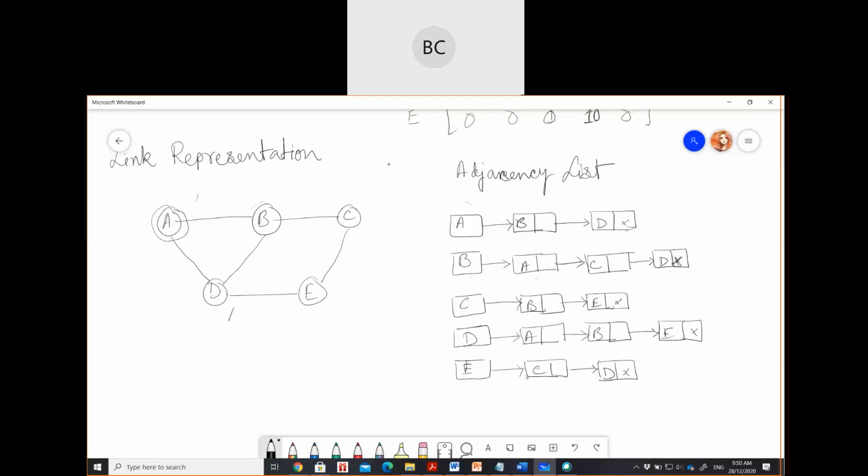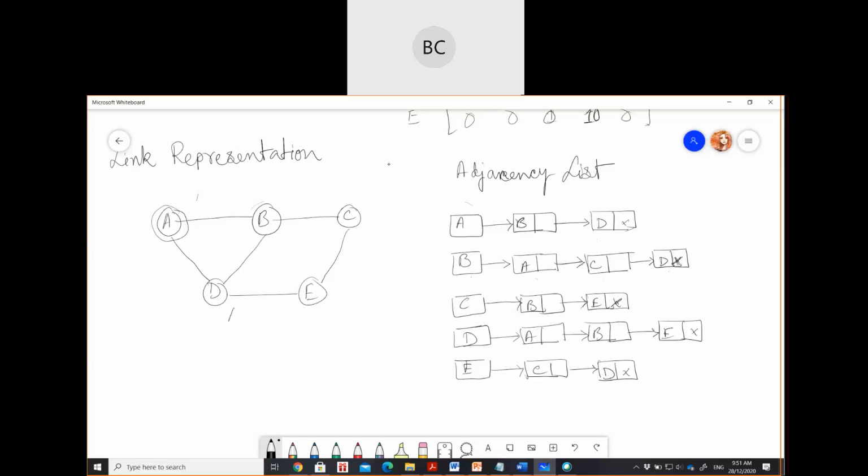Similarly, from C you can go to two nodes, B and E, so you store the values B and E. This is the last. There are no other nodes you can go to from C, so you cross the last node. Similarly, from D you can go to A, B, E. I have written all these nodes. And for E, it's like this. Clear?